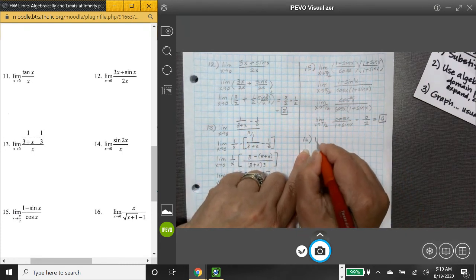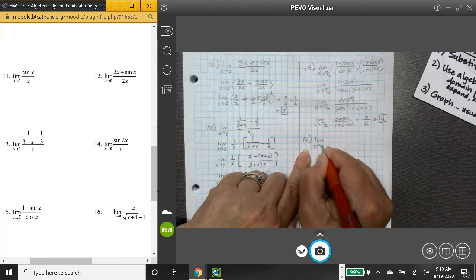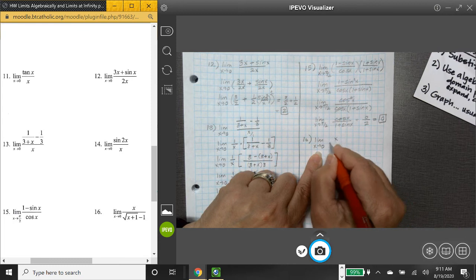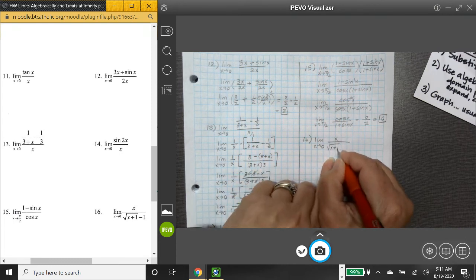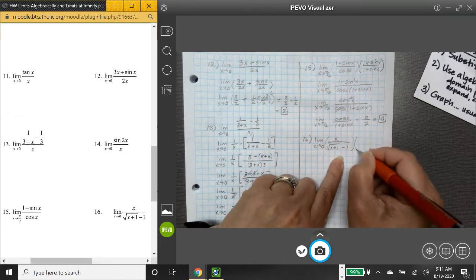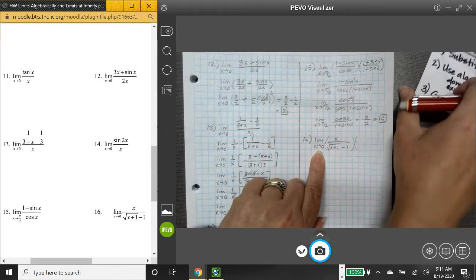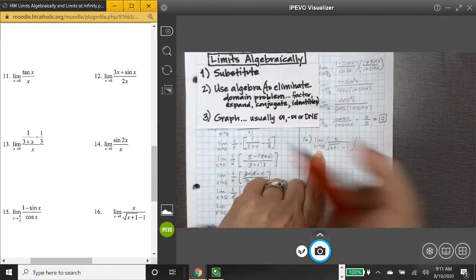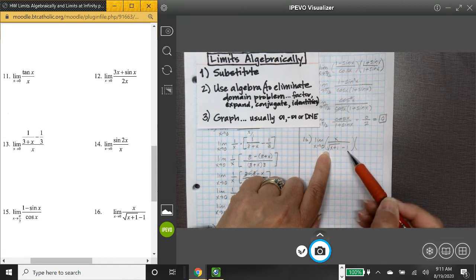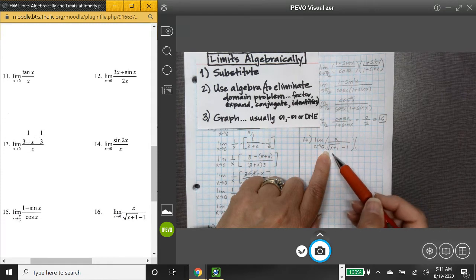The limit as x approaches 0 of x over the square root of x plus 1 minus 1. What I'm going to do here is, let's see, can we plug in using substitution? I plug a 0 in, I get square root of 1, 1 minus 1 is 0. Nope, can't do it. But the visual clue that you're going to use the conjugate is the square root.